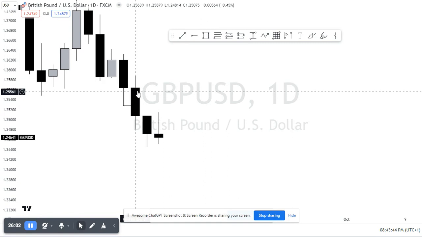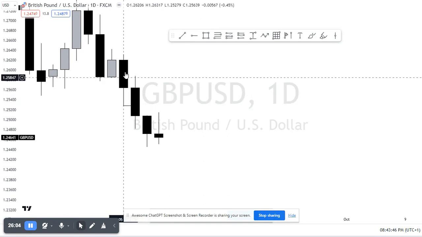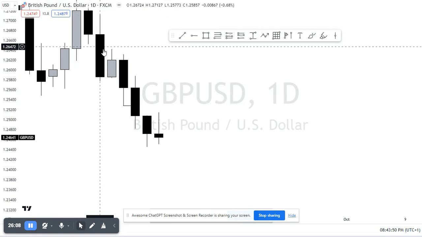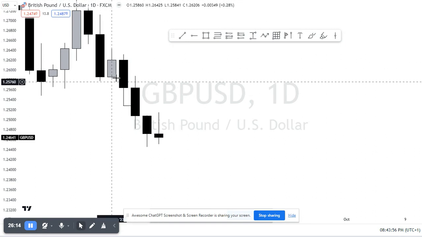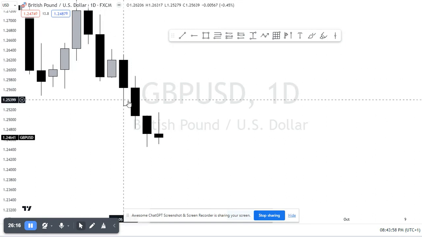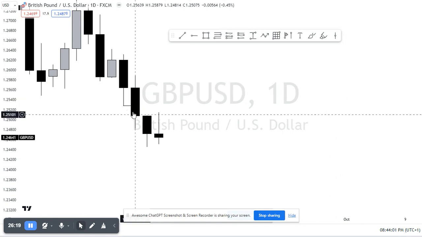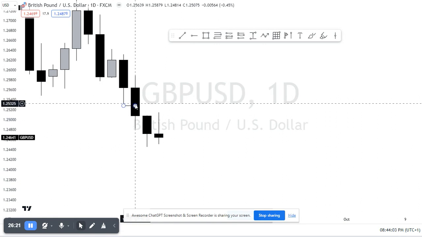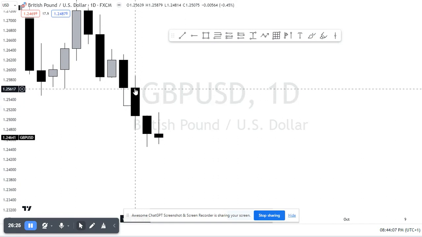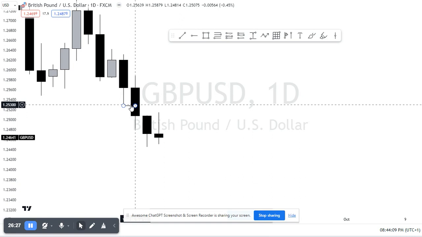Because this is a daily time frame, each candle here represents one day. I hope this makes sense, guys. So on this particular day, there was no trade for us because there was no sweep here. All we saw was the body of the candle closing, and there's no sweep. All right. Now we go to the next day.